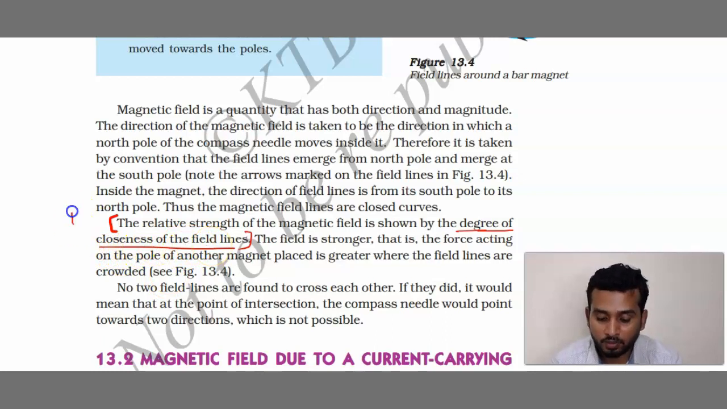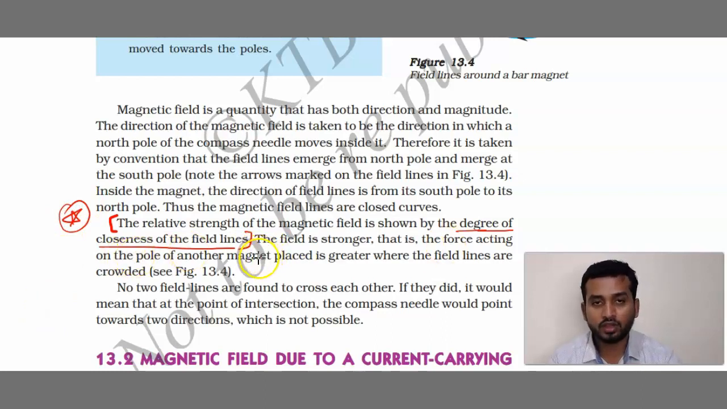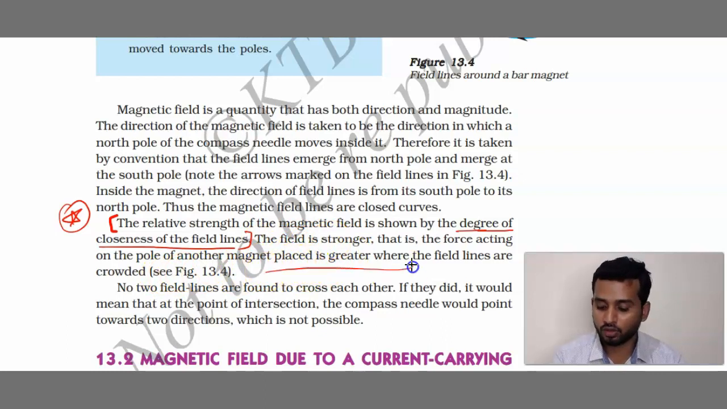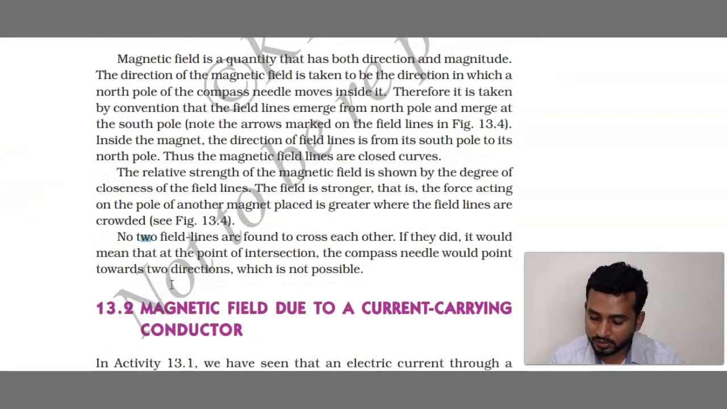Again, I am repeating this point, this is very important. How can you check the strength of the magnetic field? By the degree of closeness of the field lines. If the field is stronger, the force acting on the pole of another magnet placed in it is greater when the field lines are crowded. When can you say the field is stronger? You have to write this sentence. Is this clear? Very good. I hope you all are understanding these basics.